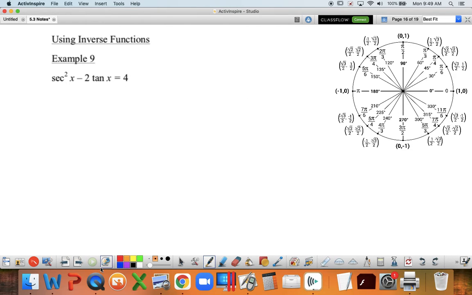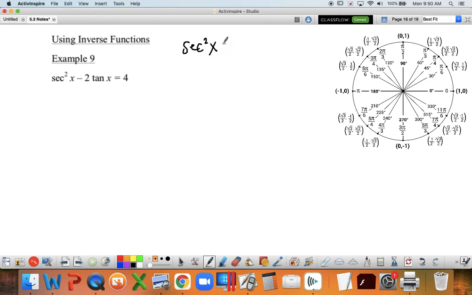All right, let's look at example 9. At some point, we're going to try to use our unit circle as much as possible. But what happens if we start to get some values that are not on our unit circle? What do we do at that point? So let's start here. Notice I have both a secant squared and a tan x, which we know that's not good. We need to have everything in the same terms if possible.